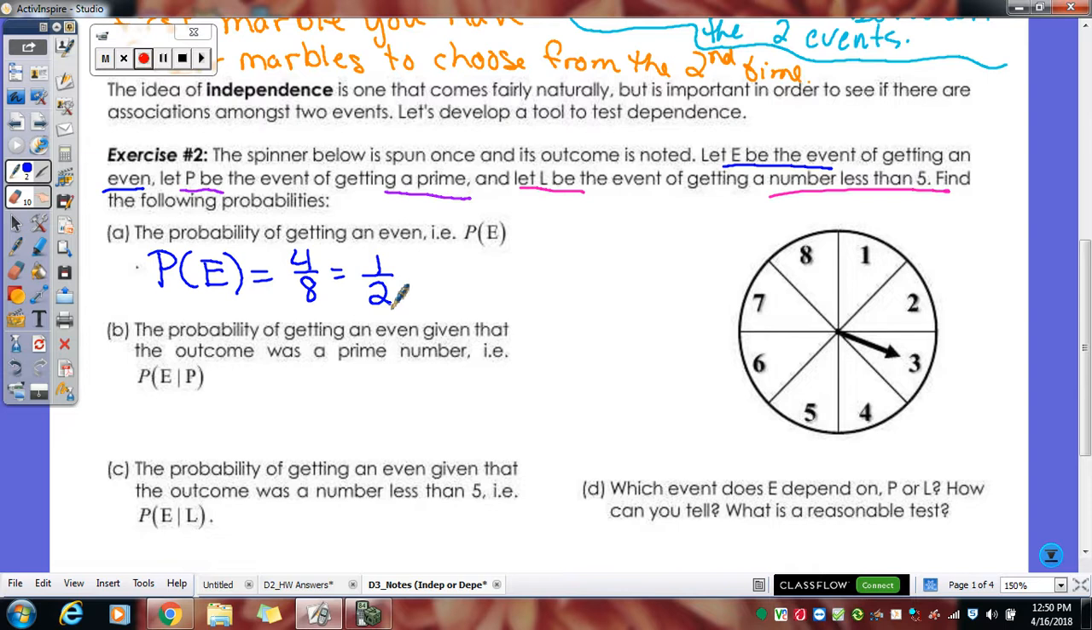So now B is the probability of getting an even given that the outcome was a prime number. So this goes back to what we were doing last class. So probability of even given that it was prime would be the number that are even and prime over the number that are prime. I knew to go with the numbers instead of the probabilities of even and prime over the probability of prime because we know what the sample space is. We know how many numbers are in the sample space, so you want to just go with the numbers this time. So how many numbers are even and prime? Don't all shout out at once.